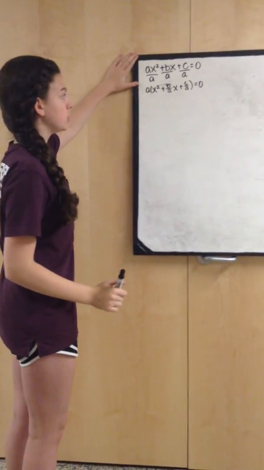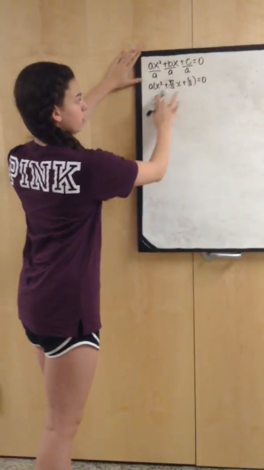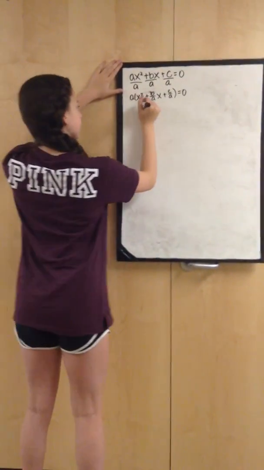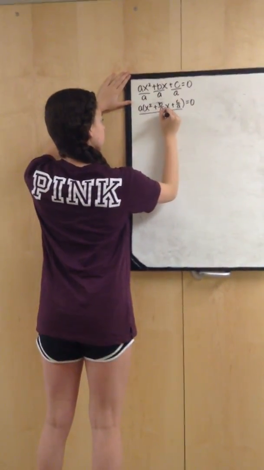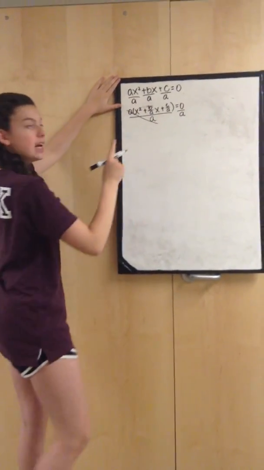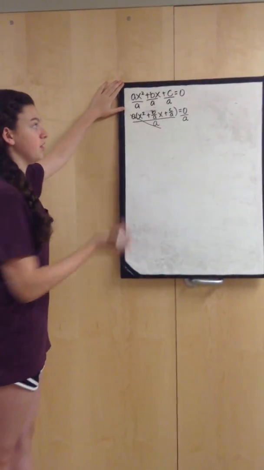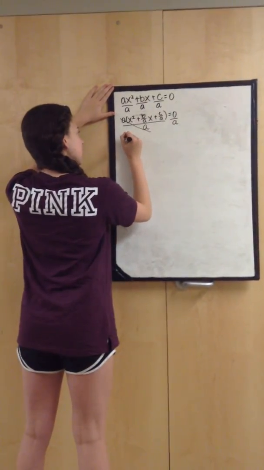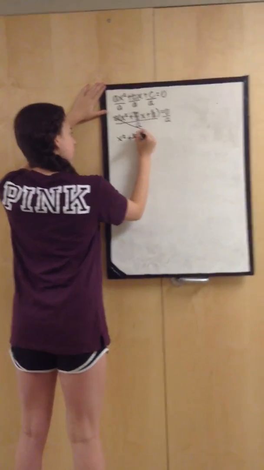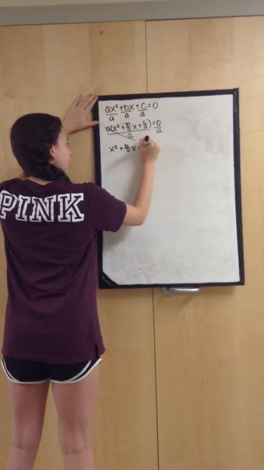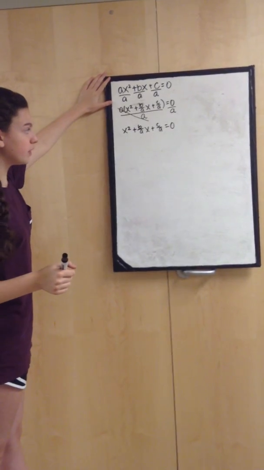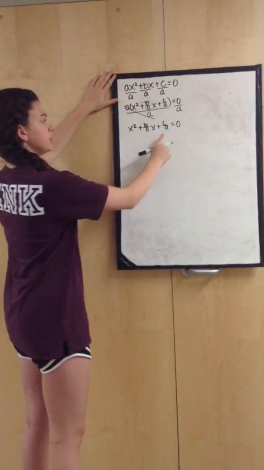equals 0. So now we don't want this a to be here, we want this equation to be by itself, so we're going to divide both sides by a. So these are going to cancel, and because 0 divided by any number is still 0, this stays the same. So you would get x squared plus b over a x plus c over a, which still equals 0.